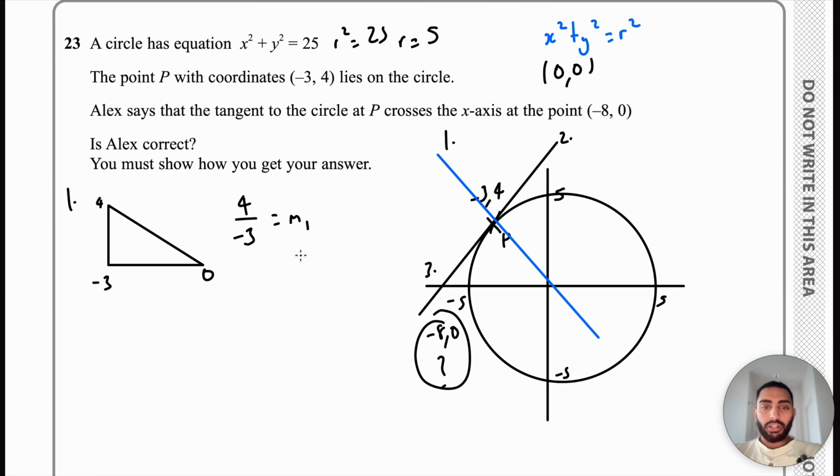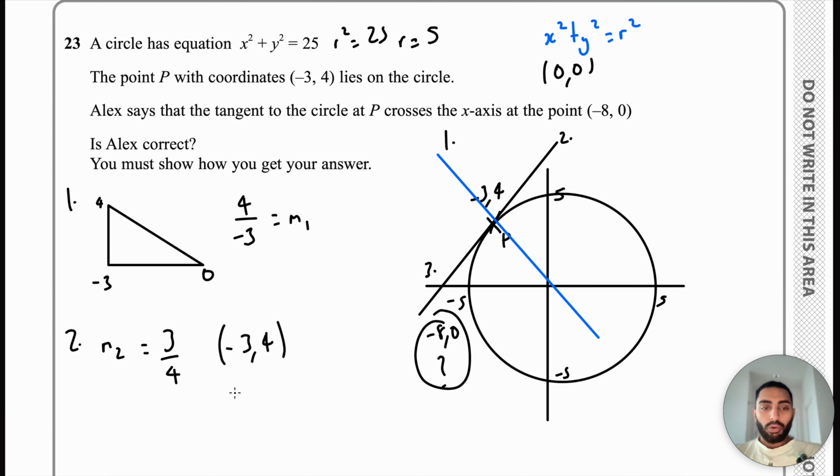Because they're perpendicular, the gradient of this second line, m2, is going to be the inverse reciprocal of this. So the inverse reciprocal means if it's negative, it's going to change into a positive. And reciprocal means I need to flip it. So instead of 4 over 3, it's going to become 3 over 4. And that makes sense because it's a positive gradient. I know that it's going through this point, -3, 4.